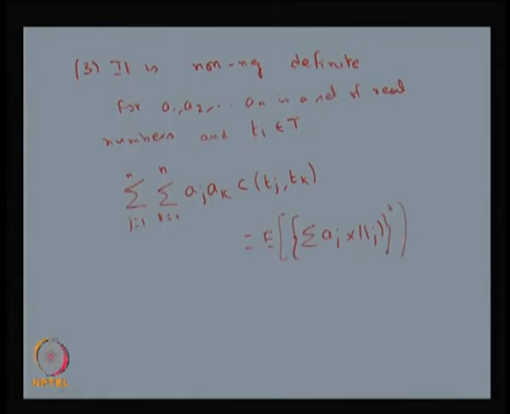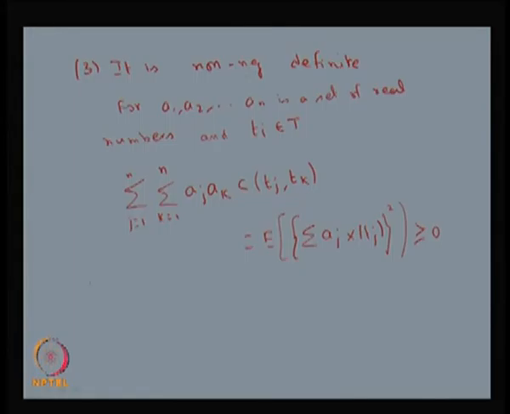This expectation quantity is always going to be greater than or equal to 0. Since it is a whole square, the expectation of a whole square quantity is always greater than or equal to 0 for all the sets of real numbers a1, a2, ..., an, and the t_i's belonging to T. So you can conclude the covariance function is going to be non-negative definite.